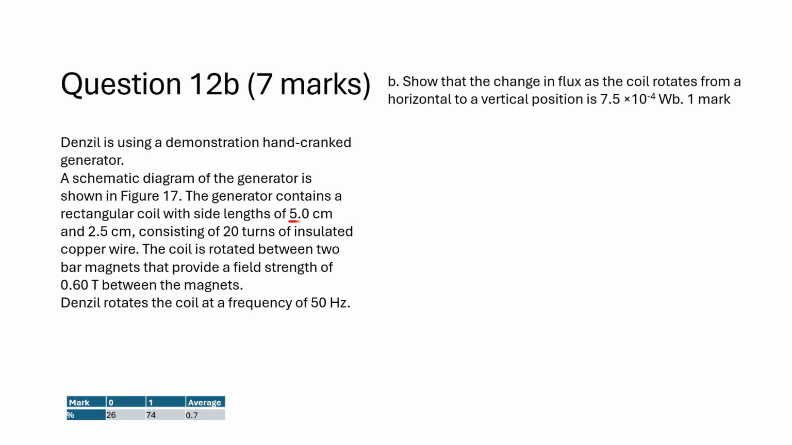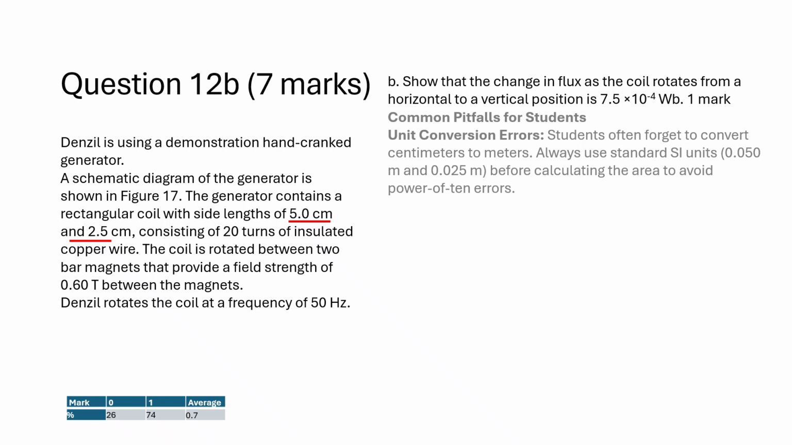Common pitfalls for students. Unit conversion errors. Students often forget to convert centimeters to meters. Always use standard SI units, 0.050 m and 0.025 m, before calculating the area, to avoid power of 10 errors.